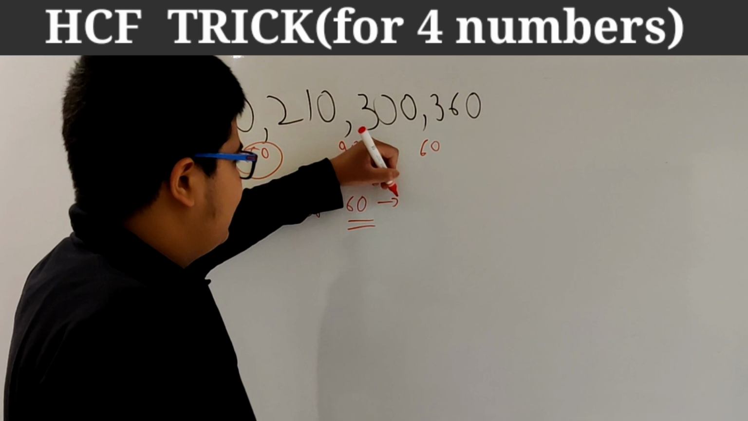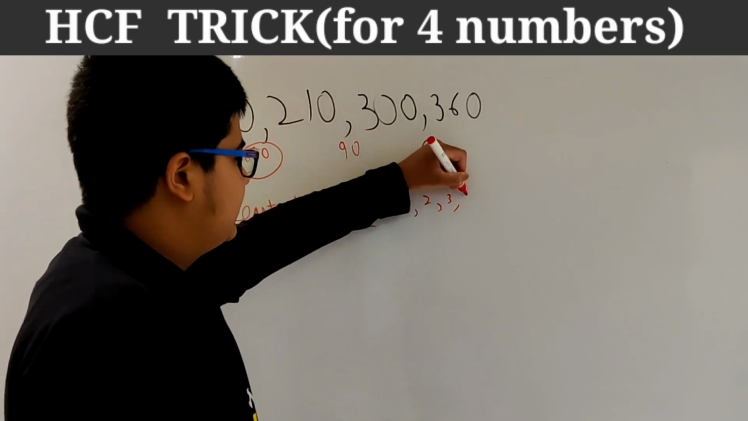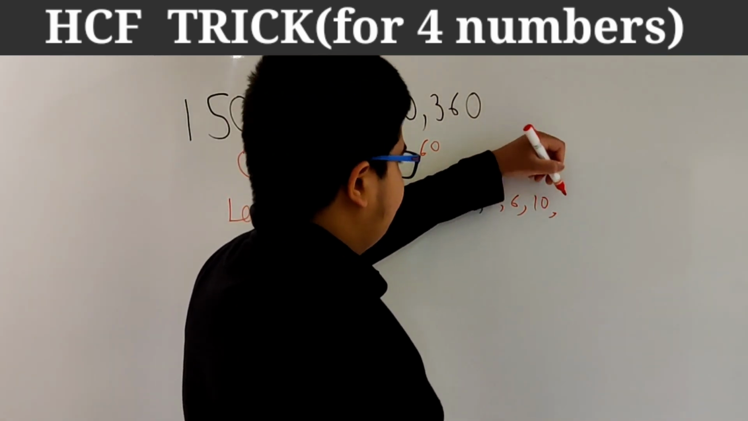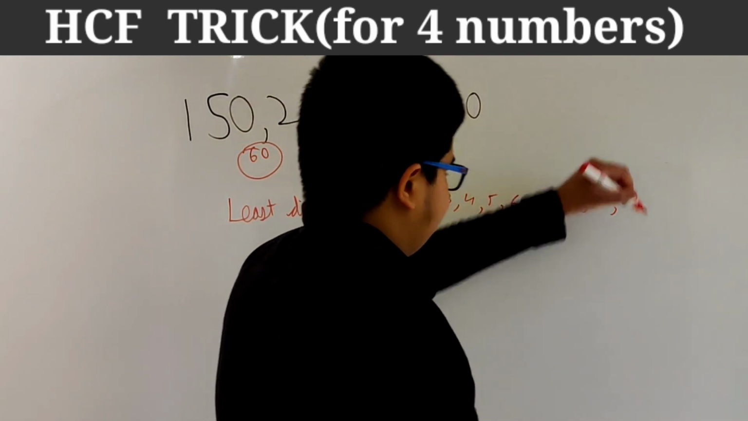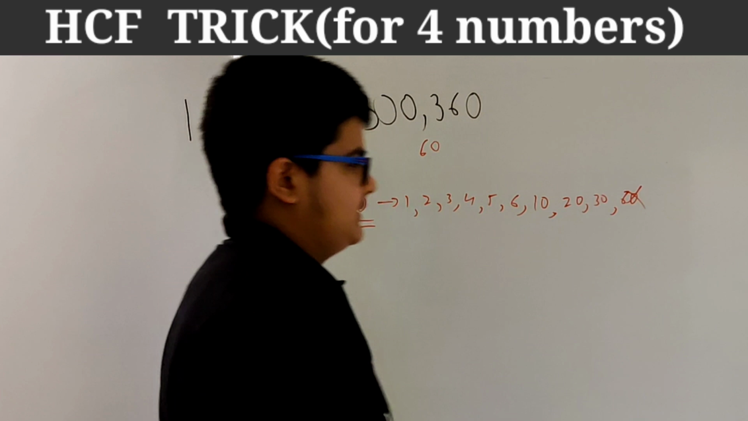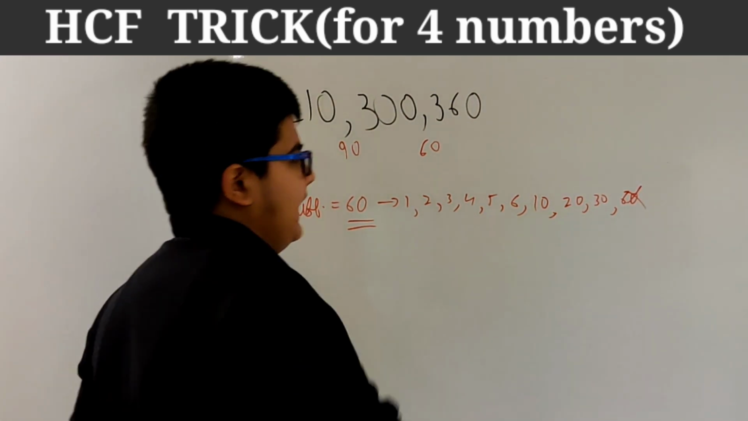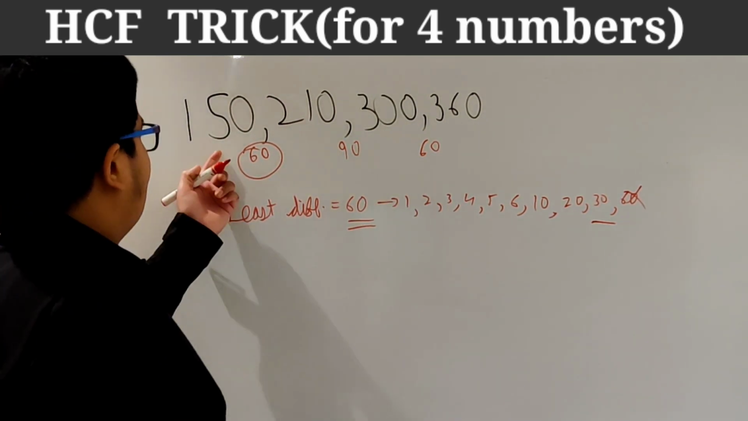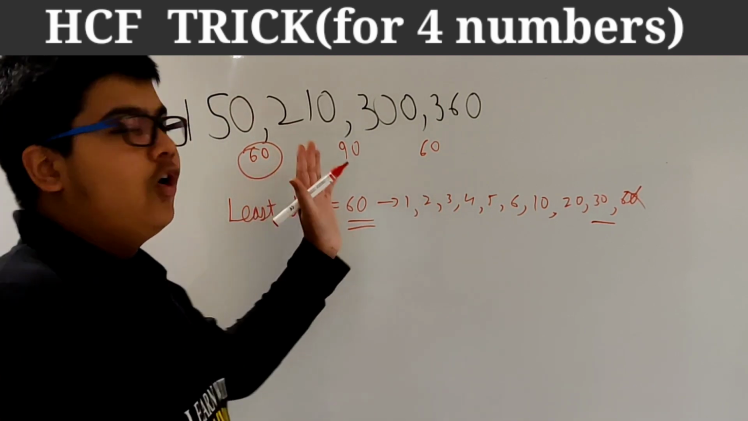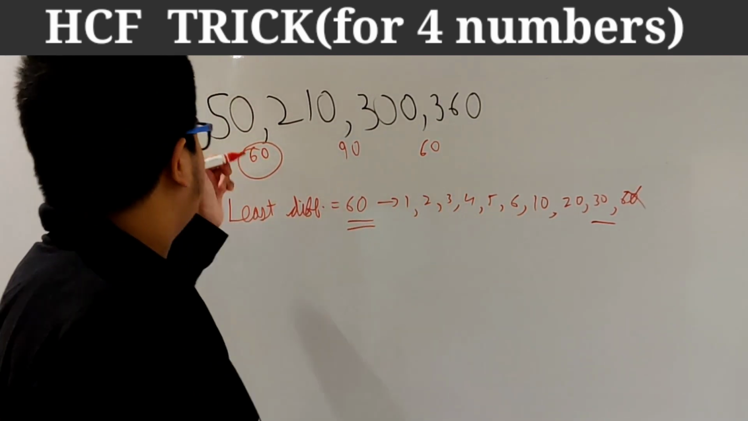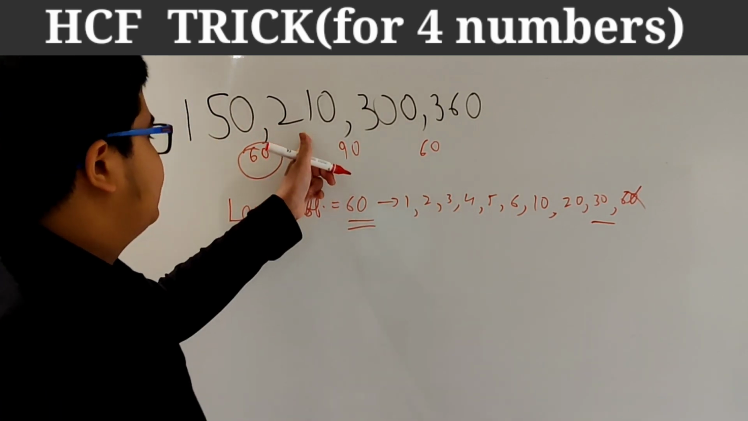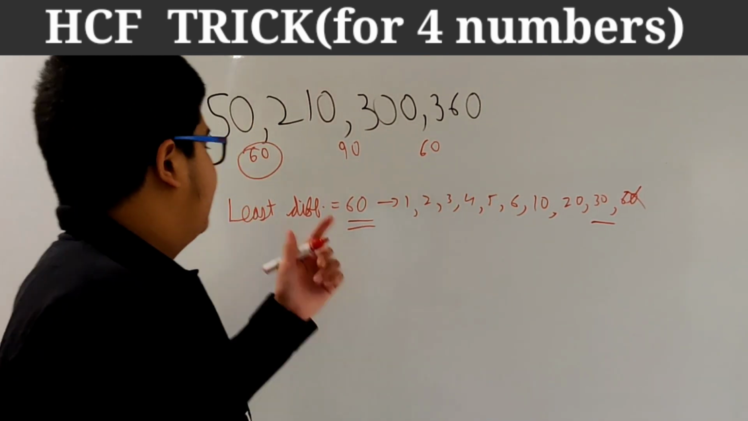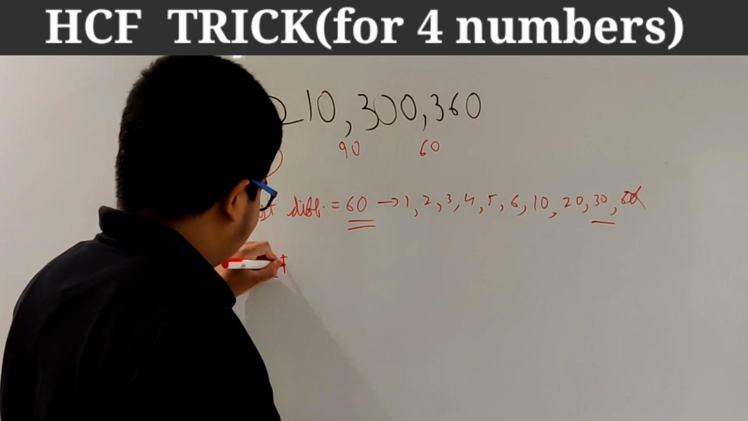So on factorizing 60, we will get the factors as 1, 2, 3, 4, 5, 6, 10, 20, 30 and 60. 60 is not divisible, so I will put a cross on this. Now take the next biggest factor, and that is 30. So check whether 30 is divisible by these numbers or not. So on inspection I can tell that 30 is divisible by all these 4 numbers, because 30 into 5 is 150, 30 into 7 is 210, 30 into 10 is 300 and 30 into 12 is 360. So 30 is our HCF because it is divisible by all the numbers.